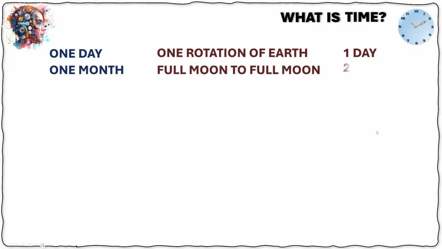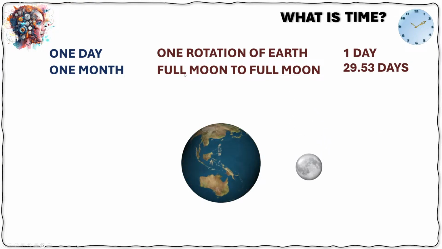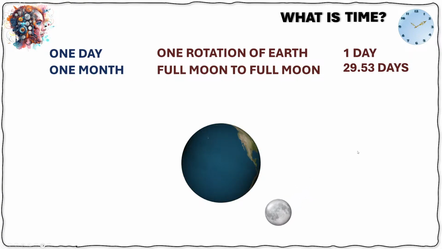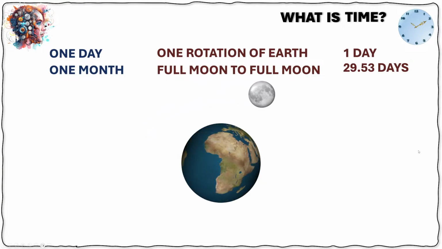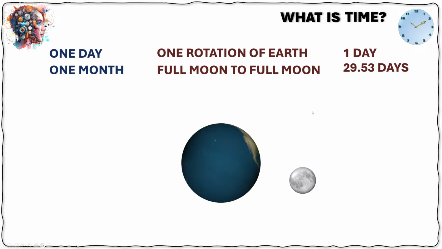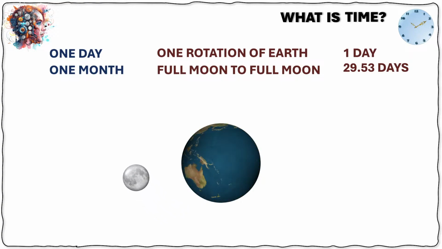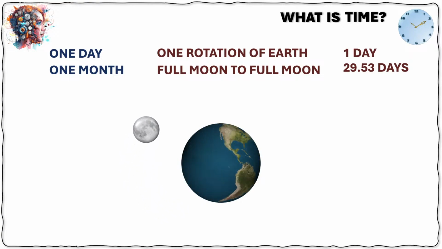The second thing we need to appreciate is that a month is actually a full moon to a full moon. Now, why is it a full moon to full moon? Because while the earth goes around the sun in a year, 365 days, during the time the earth makes one circle around the sun, the moon makes 12 circles around the earth. Understand? Which is why we have 12 months in a year. Otherwise, this whole system of time just simply doesn't make sense.